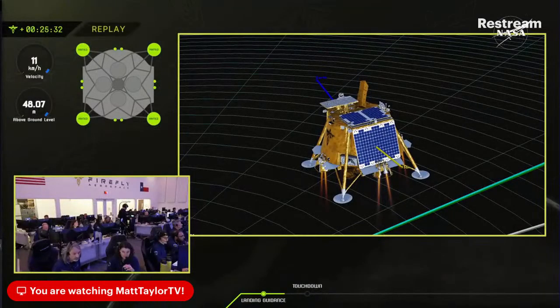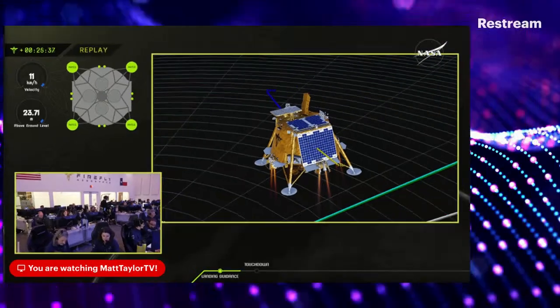So let's take a look at that incredible landing. Now that we're on the surface, we're, like I said, Payload verify 49.4.